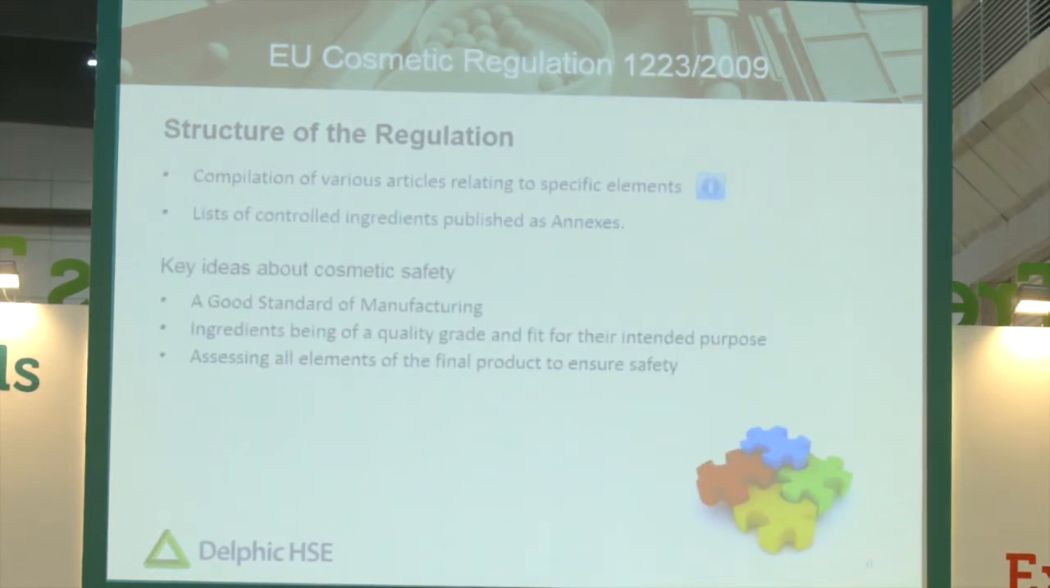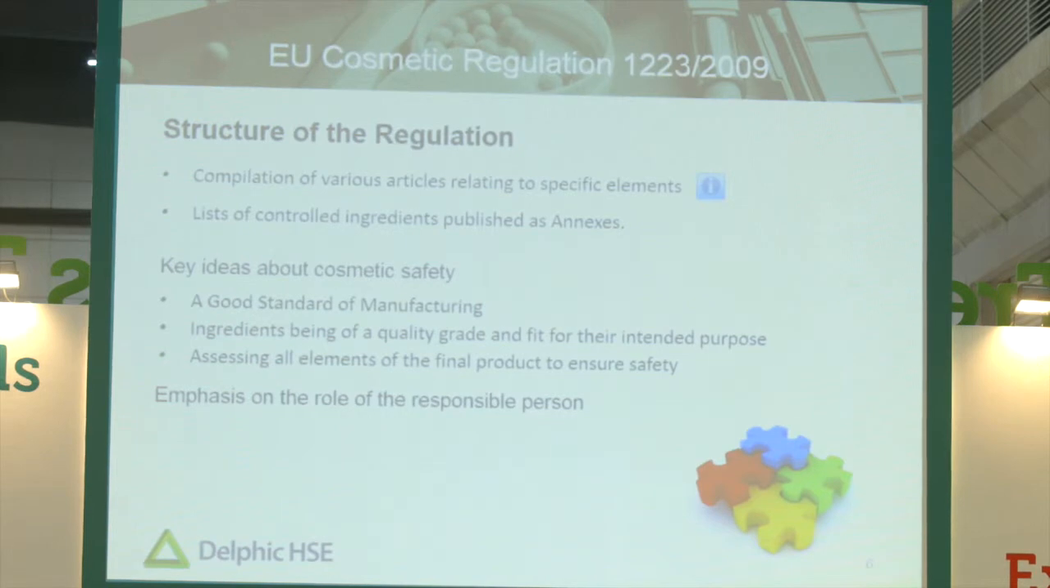Regulation 1223/2009 is a major framework for finished cosmetic products placed on the EU market, and it stresses the key ideas about cosmetic safety, which include, first, good standards of manufacturing. It requires the ingredients to be of a quality grade and fit for their intended purpose, and asks for assessing all elements of the final product to ensure safety.